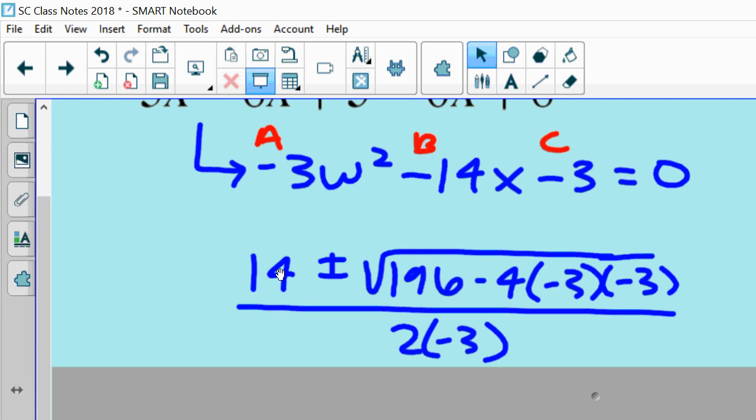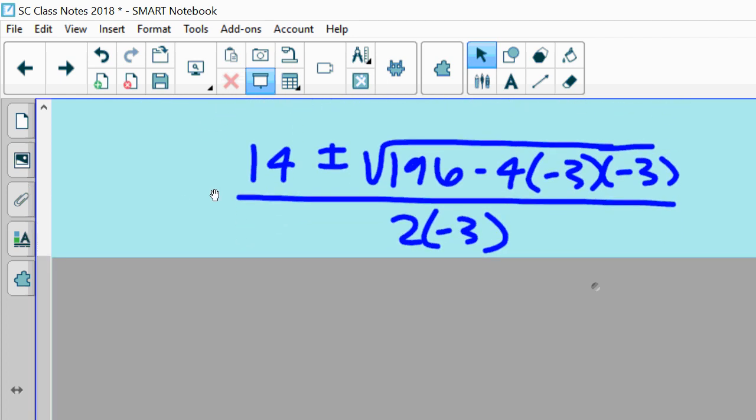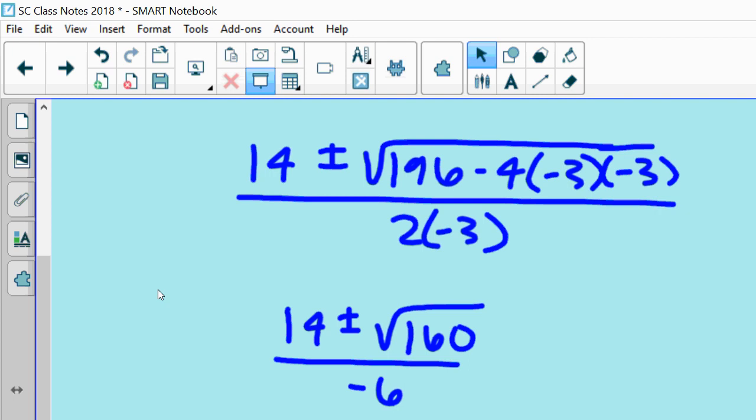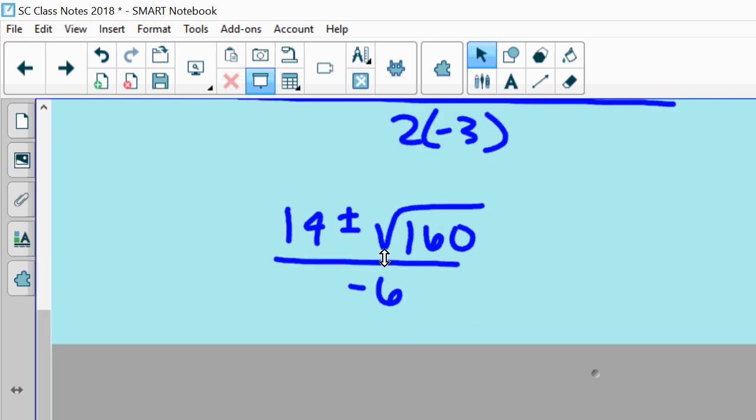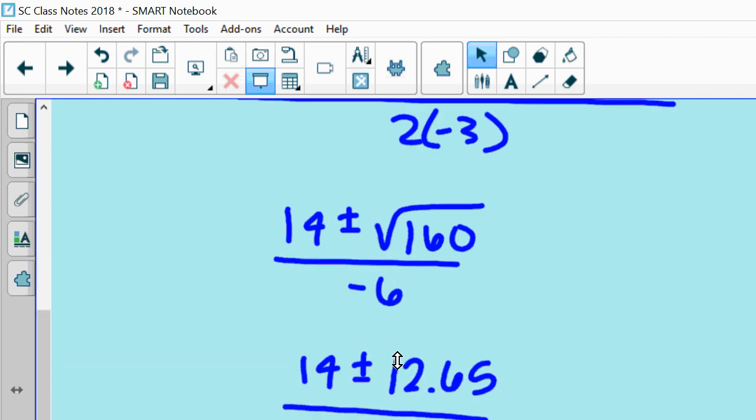14 plus or minus the square root of the quantity b squared. So I took -14 and squared it to get a positive 196, minus 4 times -3 times a -3 over 2 times -3. Again, the next thing I'm going to do is find the discriminant value. That's the value underneath the square root, and that should get 160 when I calculate that out. I will then find the square root of 160, which would be 12.65. And then I will do 14 plus 12.65 over -6 to get a value of -4.44. And then I will do 14 minus 12.65 over -6 to get a value of -0.225.